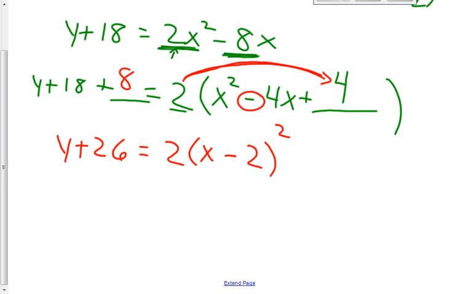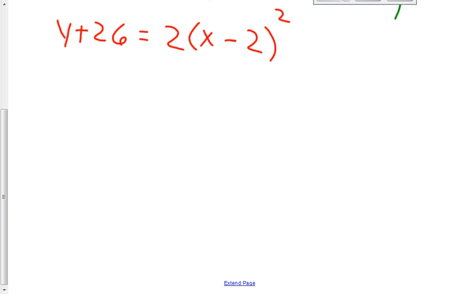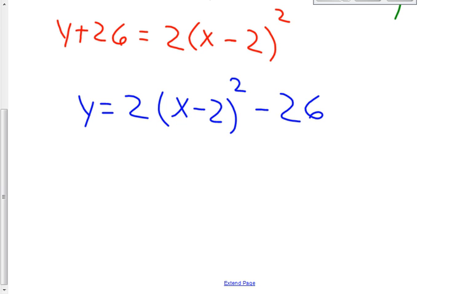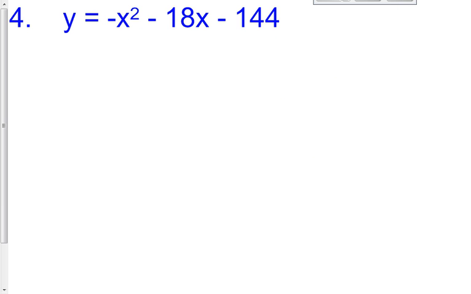So my answer, once I get y all by itself, is y equals 2 times the quantity x minus 2 quantity squared minus 26. There is our answer for problem number 3. You guys try problem number 4 on your own. Pause the video. Let's see how you do.